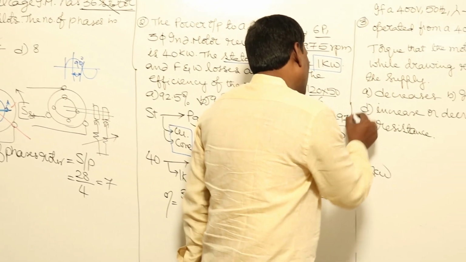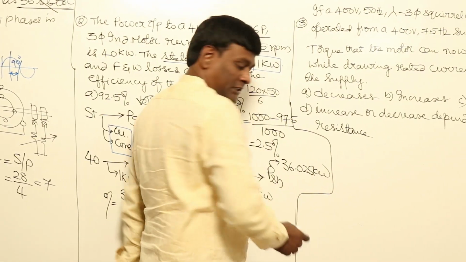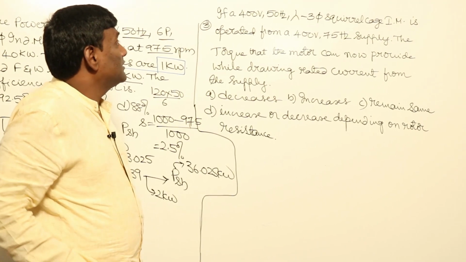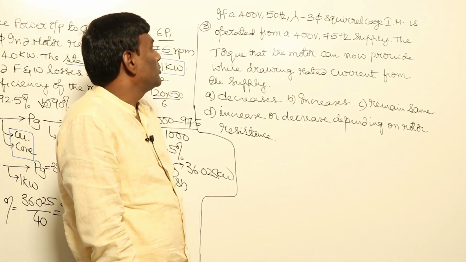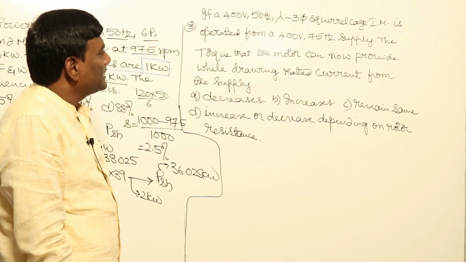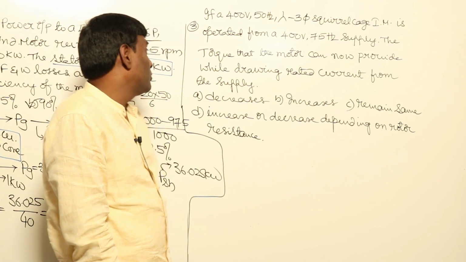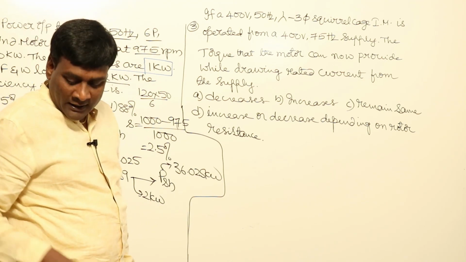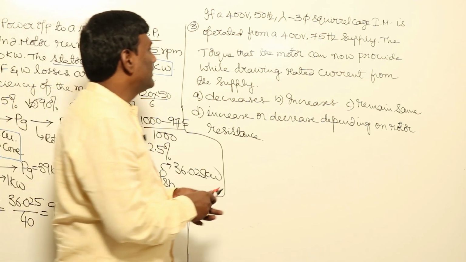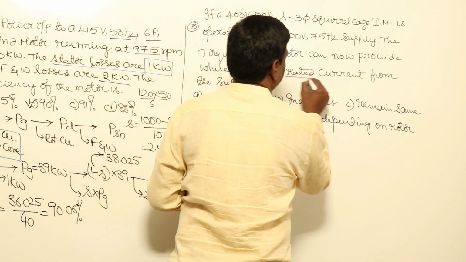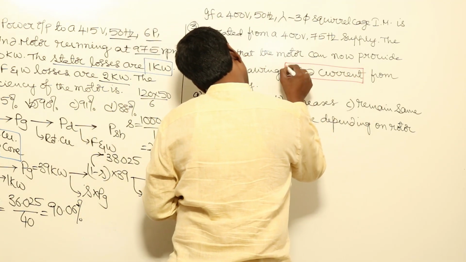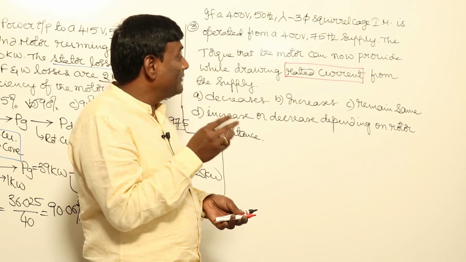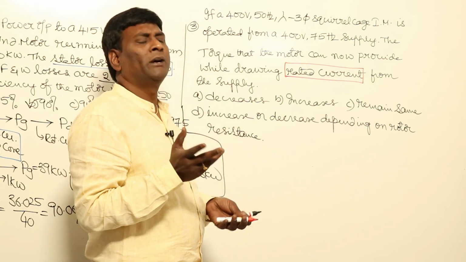Now let us see one more question. In this question, if a 400 volts 50 Hz star connected 3-phase squirrel cage induction motor is operated from a 400 volt 75 Hz supply, the torque that the motor can now provide while drawing the rated current from the supply is. Okay, so the keyword here is rated current. If my rotor is having the same rated current, how will my torque be?